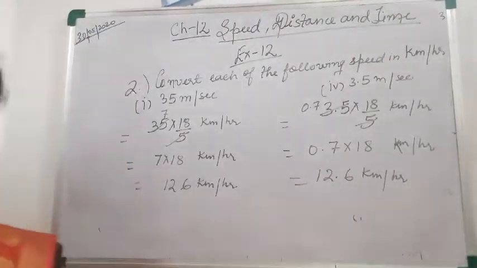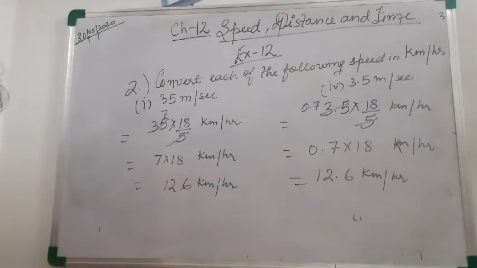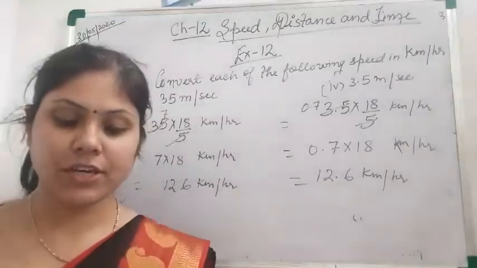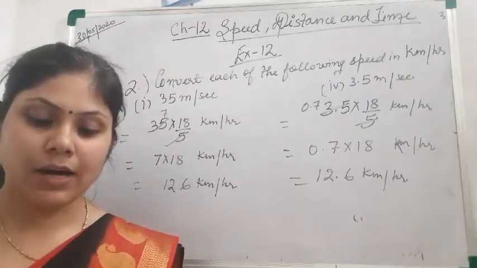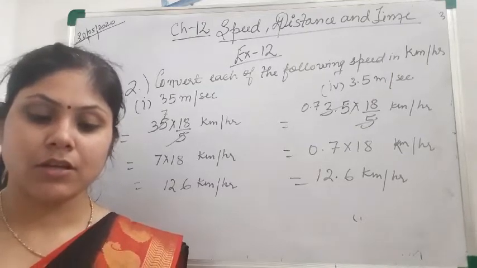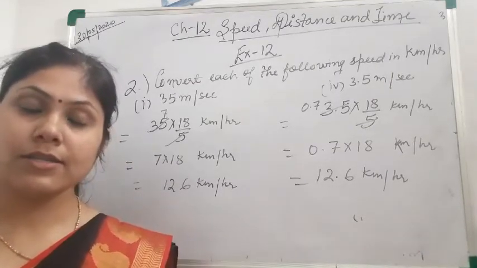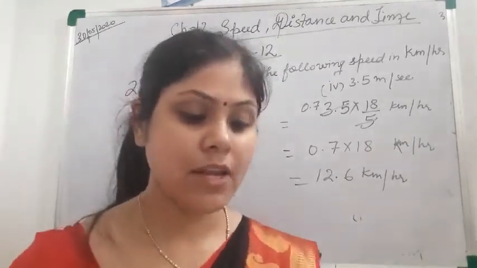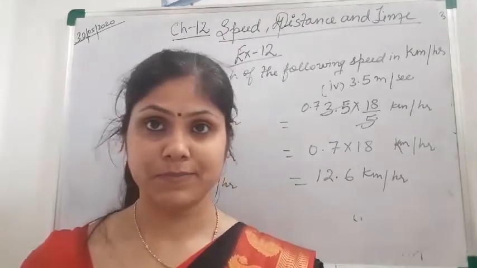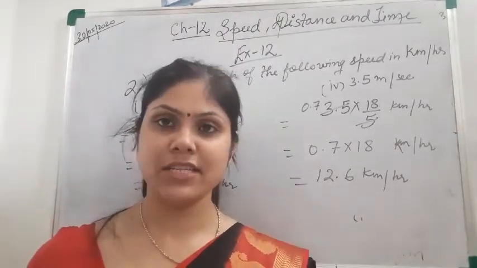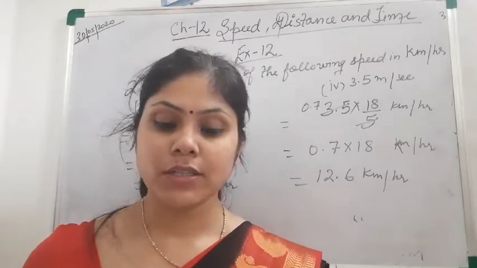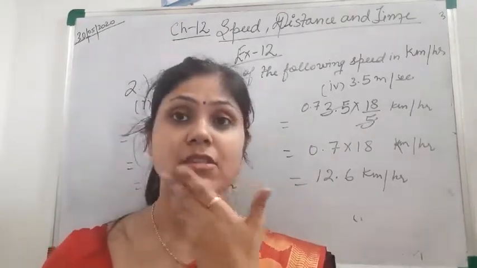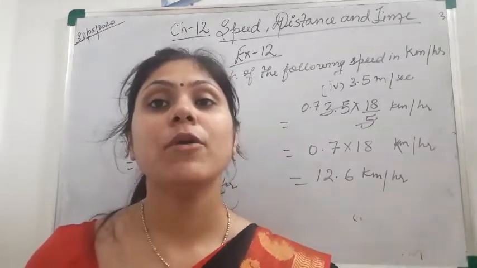The question is: a car travels a distance of 258 kilometer in 3 hours 35 minutes. Distance is given in kilometer and time is given in hours and minutes, so first you will convert minutes into hours. What is the speed of the car? When distance is given in kilometer and time in hour, speed will be in kilometer per hour.